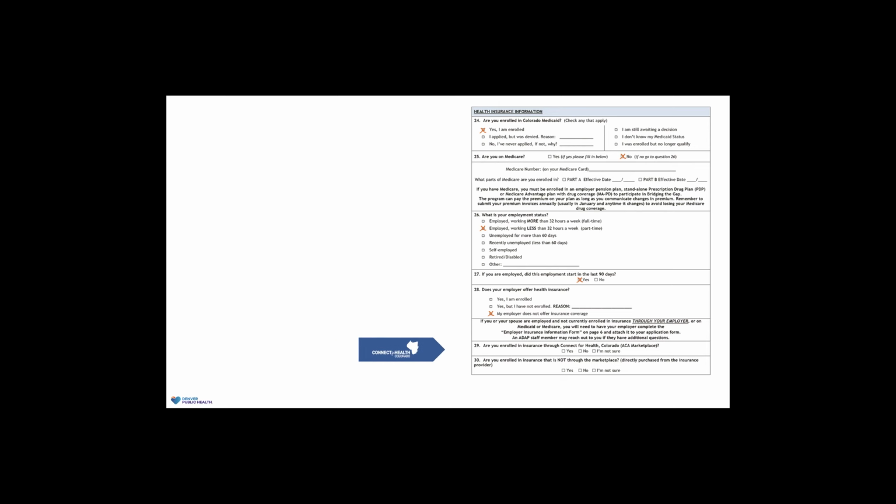Line 29 wants to know if you are enrolled in insurance through Connect for Health Colorado, which is Obamacare or the marketplace insurance, such as Denver Health Elevate. Line 30, are you enrolled in insurance that is not through the marketplace? Perhaps you purchased your health insurance directly from an insurance provider.